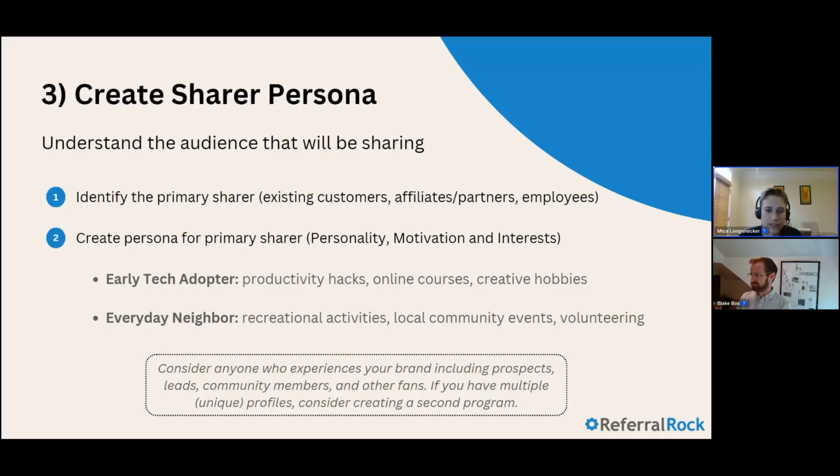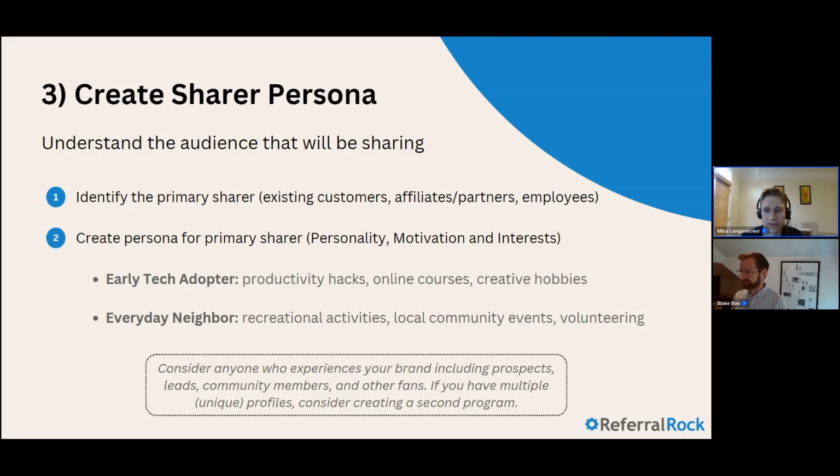In our discussions here, we're mostly talking about existing customers, but this framework can be applied to any type of program that you want to run. So if it's affiliates or partners or employees, who is that primary share? And then once you've identified them, you want to create a persona for them. So this means, who are they? Like, what's their personality? What motivates them? What are they interested in?